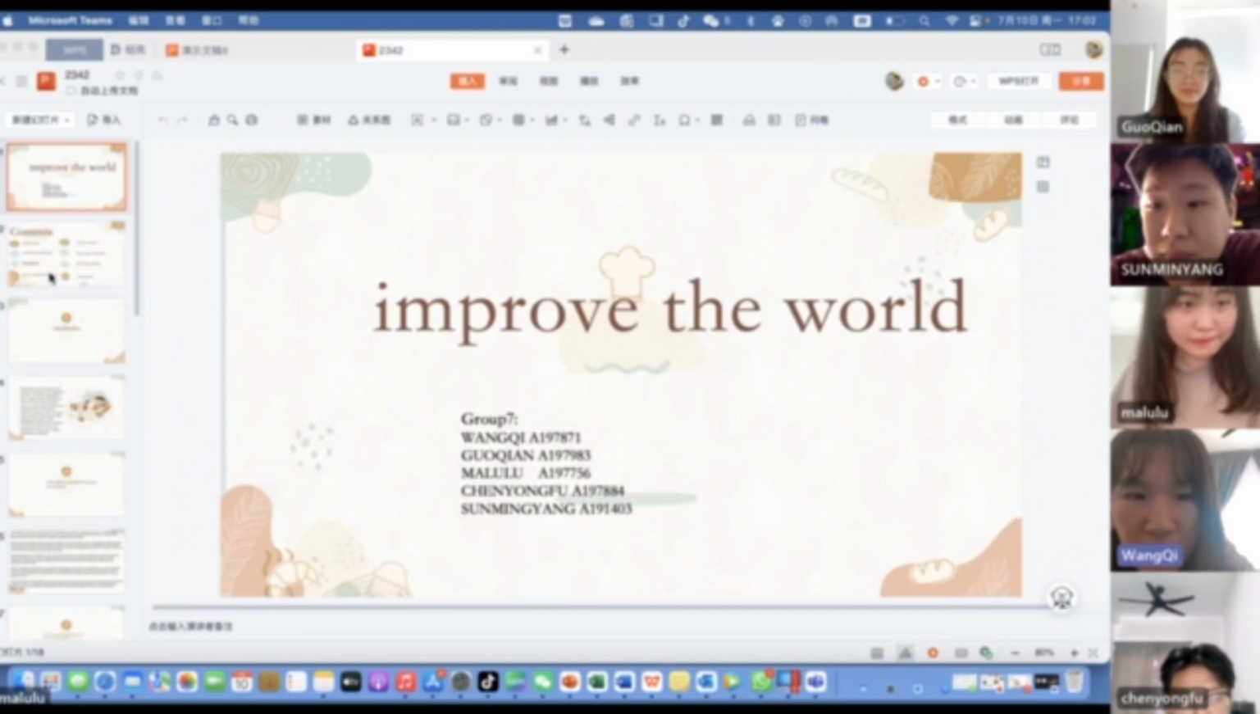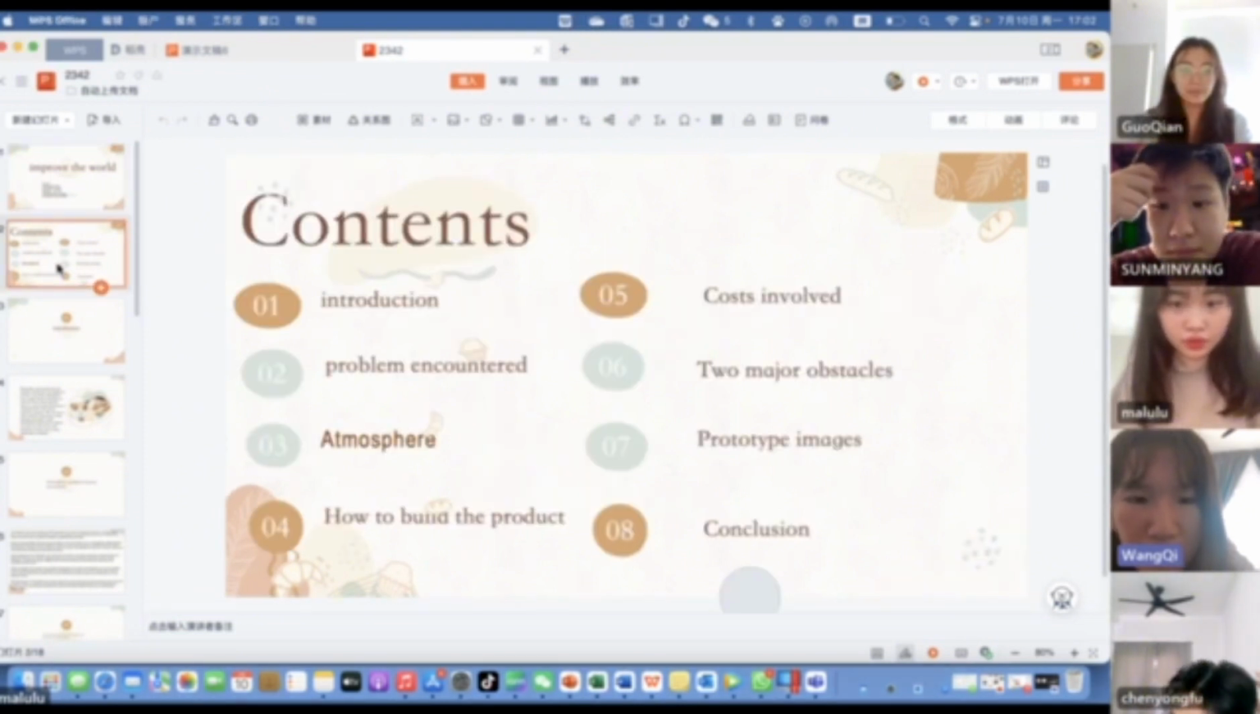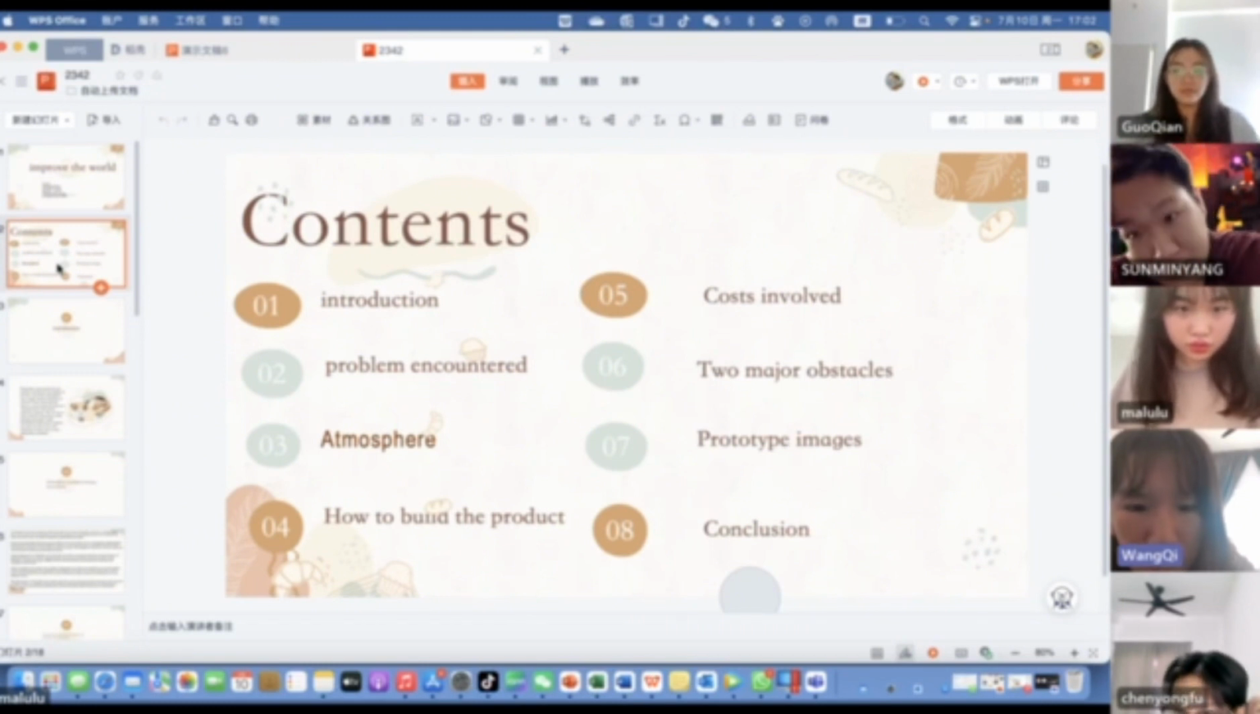The first page is contents. The contents are divided into 8 parts. The first part is introduction. The second part is problems encountered. The third part is atmosphere.